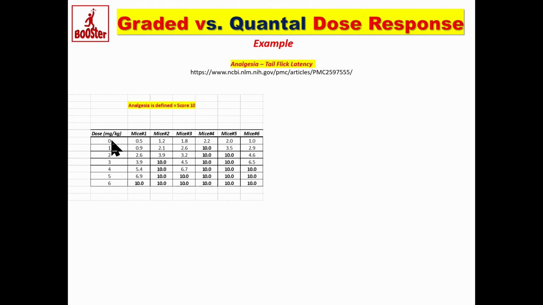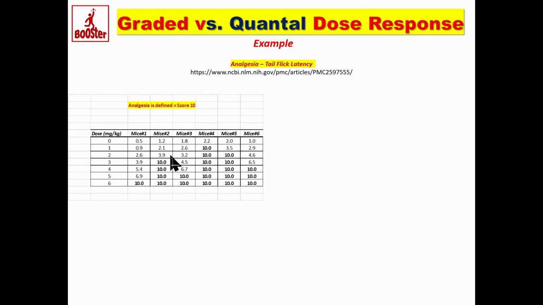Let's say it's hypothetical. 0 means you're not going to inject the drug in the animal, but the vehicle, or the solution that you dissolve the drug in, and then you will take the baseline latency for all these animals. You see that the animals flick the tail within 0.5 seconds to 2.2 seconds. And then you started increasing the dose of this drug, 1, 2, 3, 4, 5, 6, and after a specific period of time after injecting the dose, you tested the animal again using the same method, tail flick latency.